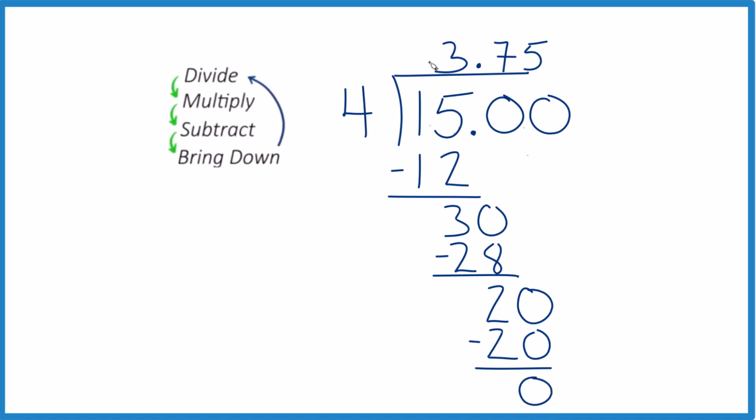15 divided by 4 is 3.75. And if you take 3.75 times 4, you'll get 15. It's Dr. B dividing 15 by 4 using long division.